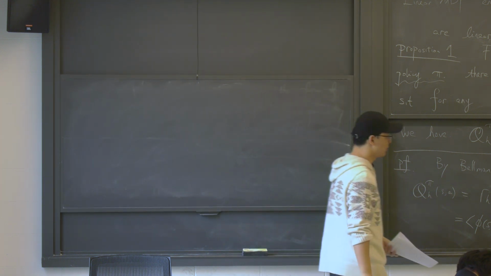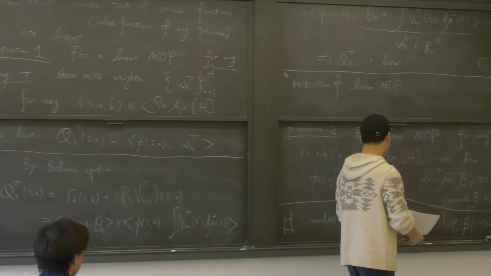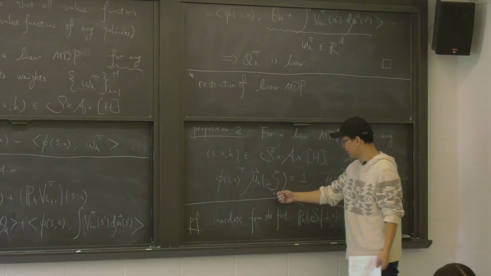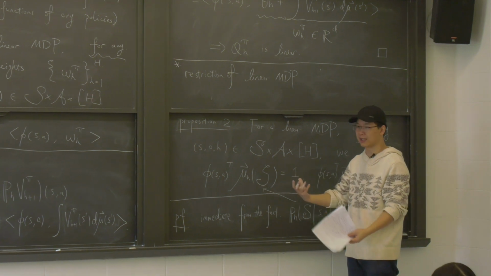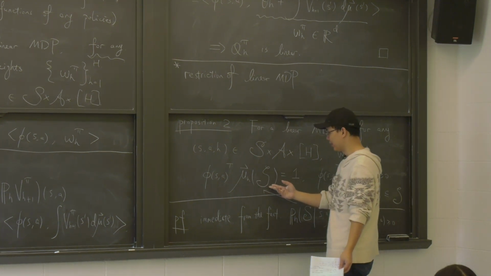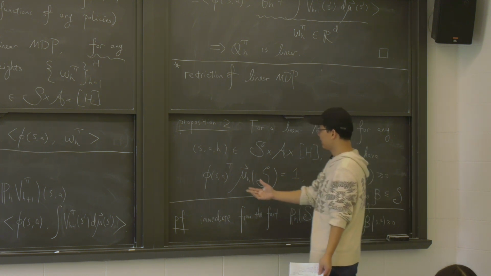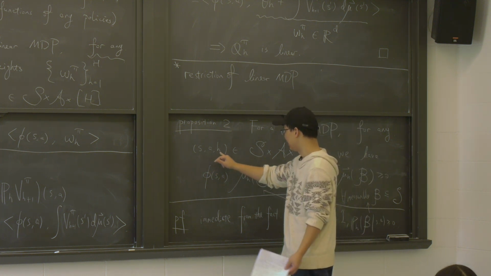So what does the proposition say? Why does it give a very strong condition? We notice S is the whole state set, so this is fixed, and the measure on this whole set is also fixed. So this is a fixed vector. But here, this holds for any possible s, a, h.